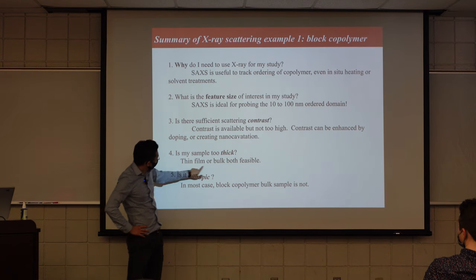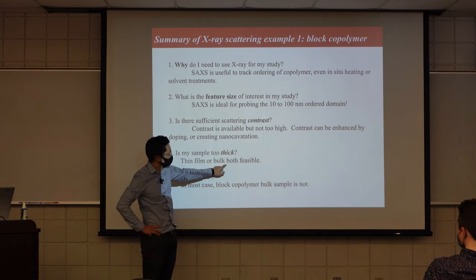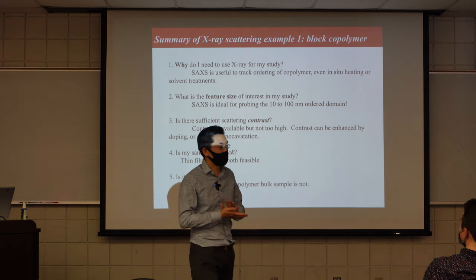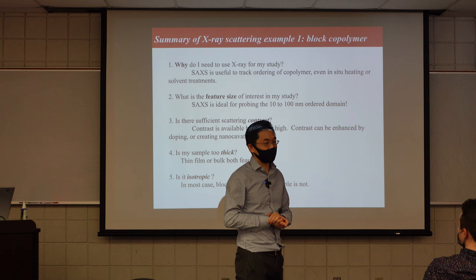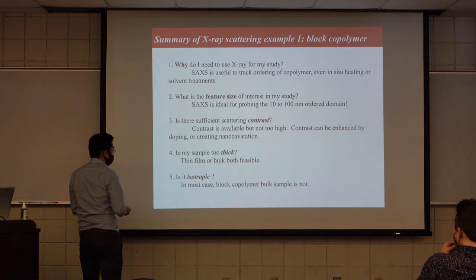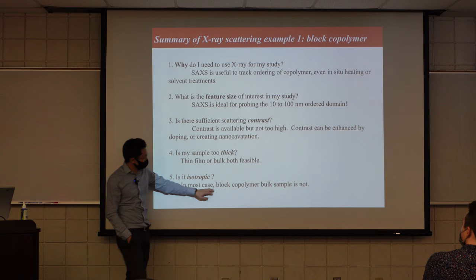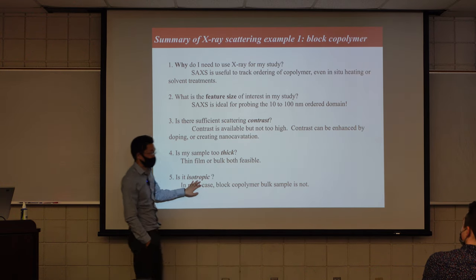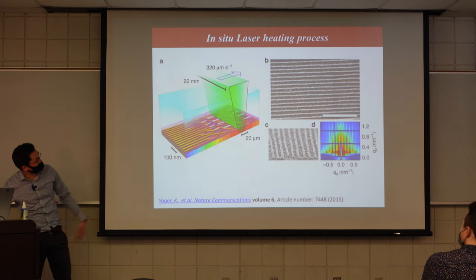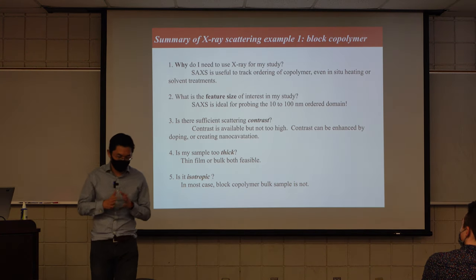Is my sample too thick? So in this case, I show you can actually do thin film or bulk, or both are feasible, as long as it suits your need. For example, if you only need to look at domain size and assembly, it's probably easy to just look at bulk. If you want to look at directed assembly, then you have to do it in thin film. Is it isotropic? In most cases, block polymers are, so you don't need to worry about the last point. But unless you're doing something really cool, like this, directed assembly, then you can have very large phase-separated domains.